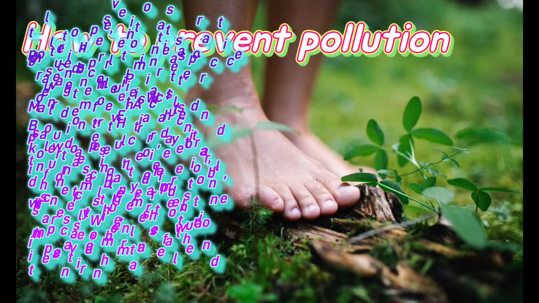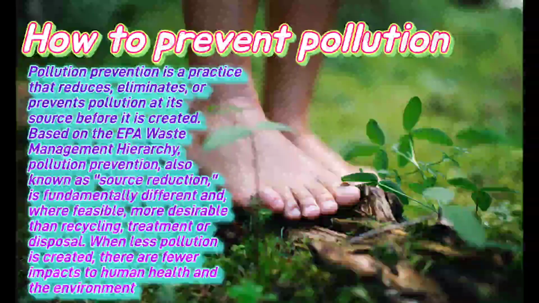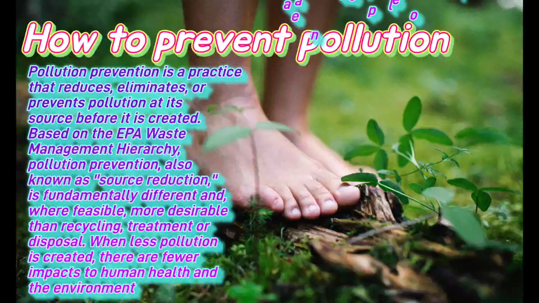Pollution prevention is a practice that reduces, eliminates, or prevents pollution at its source before it is created. Based on the EPA waste management hierarchy, pollution prevention, also known as source reduction, is fundamentally different and where feasible, more desirable than recycling, treatment, or disposal. When less pollution is created, there are fewer impacts to human health and the environment.